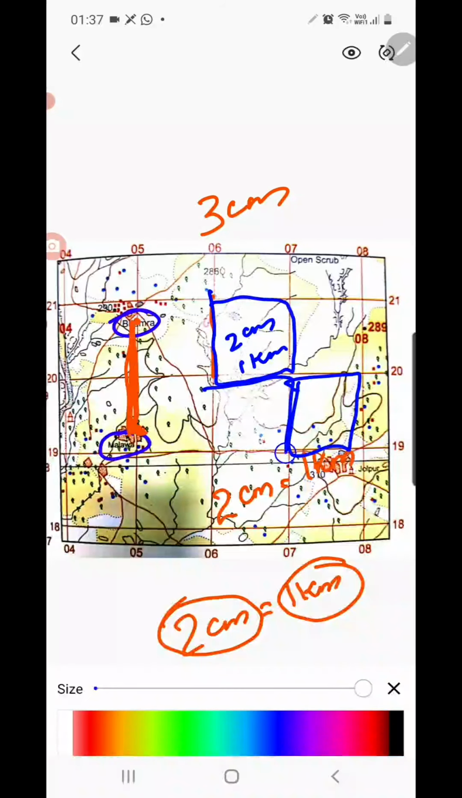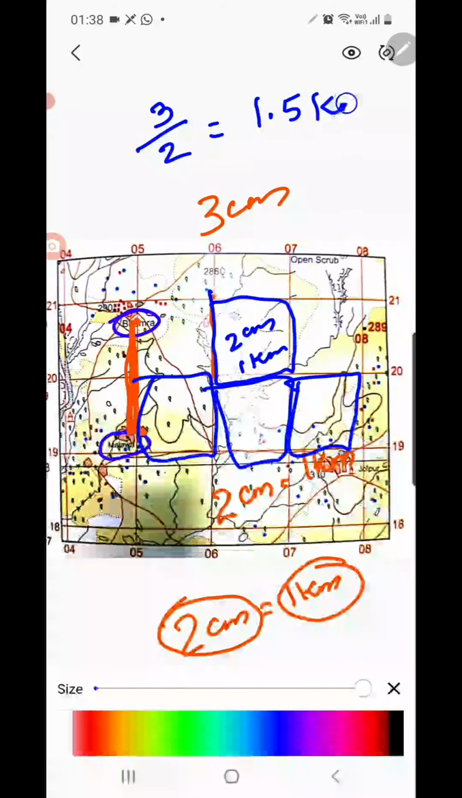Okay. So here the distance between this Bhamara and Malwa, you got the answer as 3 centimeter. Then how to convert it into kilometer? 3 divided by 2. You will get 1.5 kilometer. Is that clear? One more example I will tell you.